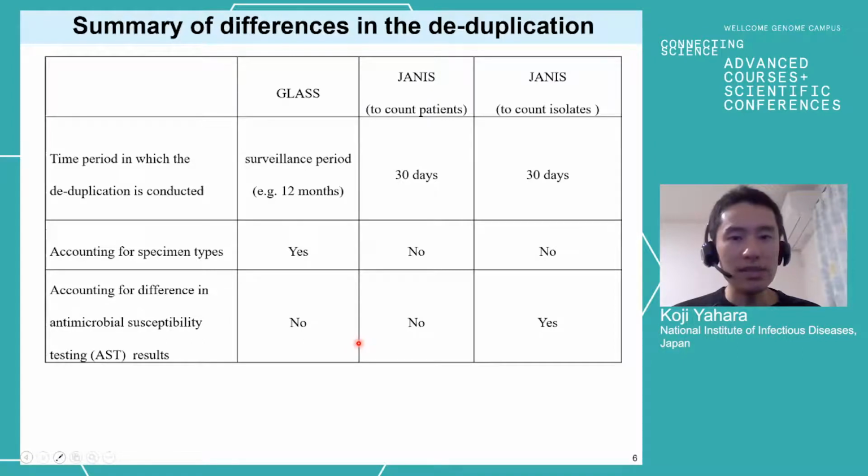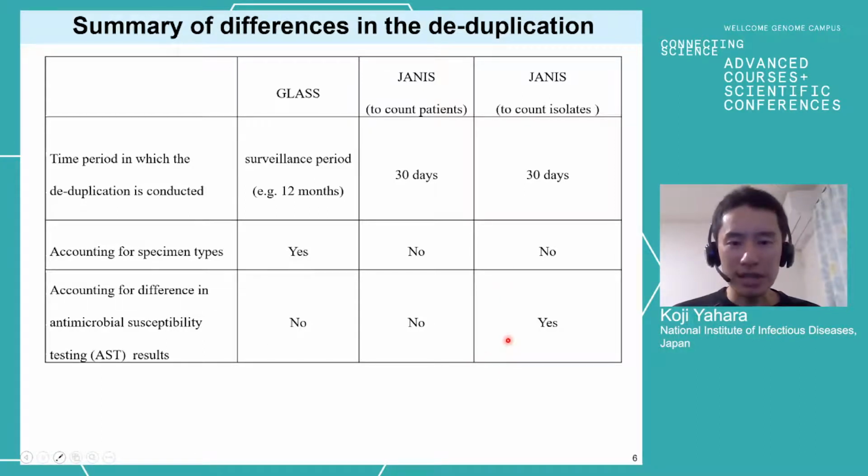This slide shows a summary of the differences in the de-duplication methods from GLASS and JANIS. The time period in which the de-duplication is conducted is the surveillance period, for example, 12 months in GLASS, whereas it is 30 days in JANIS. GLASS accounts for specimen types, but JANIS does not. On the other hand, GLASS does not account for AST results, but JANIS does to count isolates.